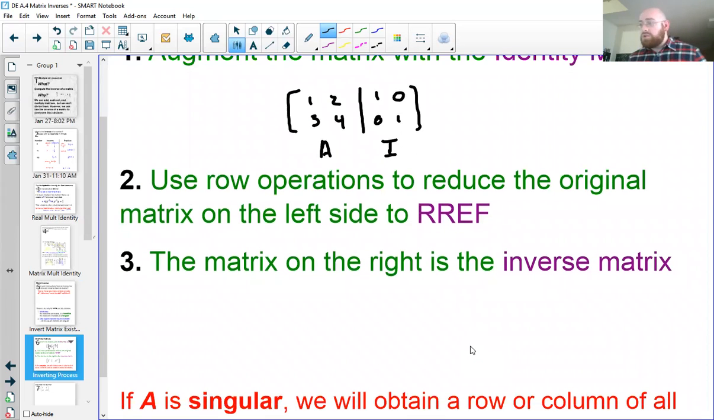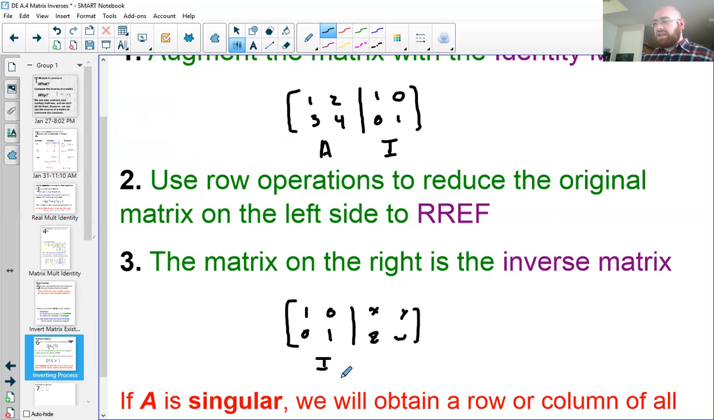So we use row operations and we'll end up with 1, 0, 0, 1, and then we'll end up with some x, y, z, w. I don't know the exact numbers that we'd get with these numbers, but once we have the identity matrix on the left, whatever matrix is on the right is the inverse of the original.